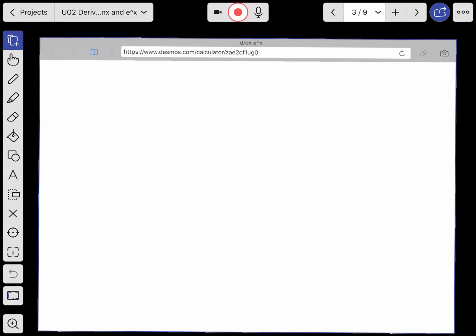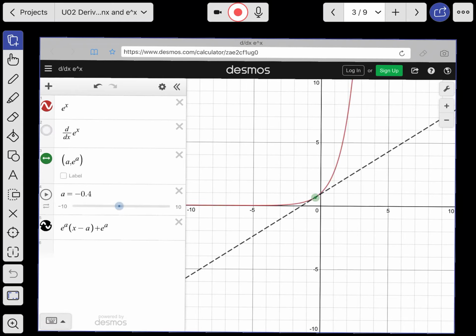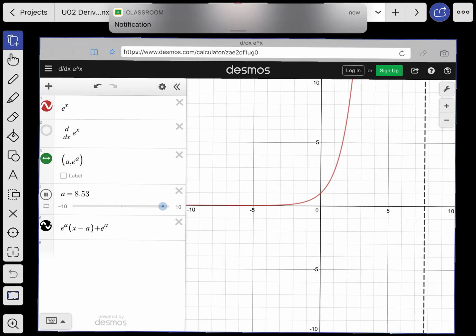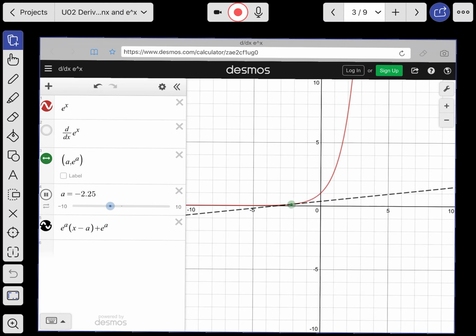And once again, let's see if I can get this to work. All right, so let's push play. This in red is our e to the x function. The tangent line is the dashed, and the green dot represents the slope, or a point on that curve, I should say. All right, so now let's see if we can graph the derivative.